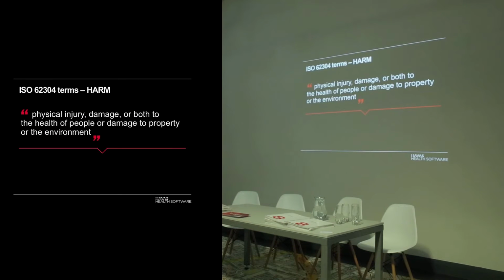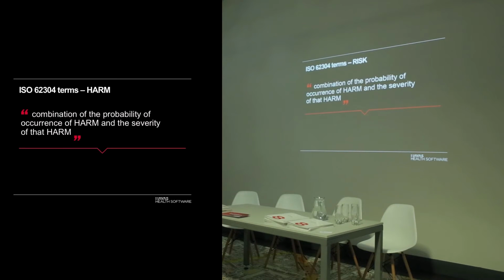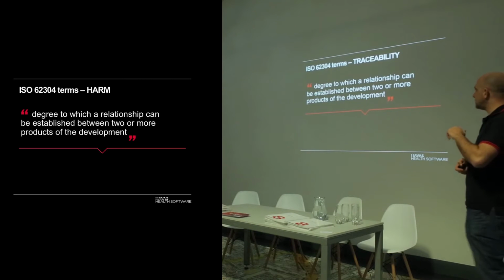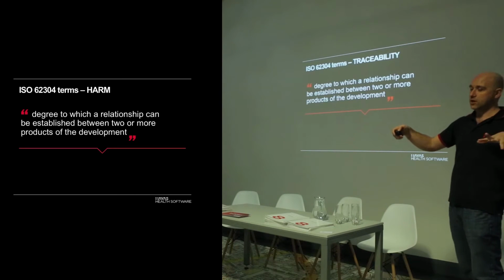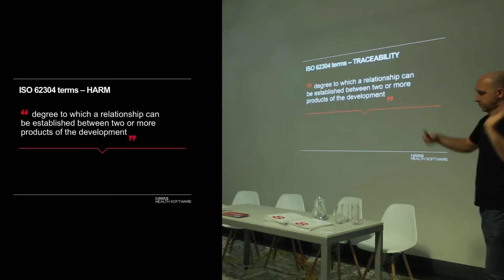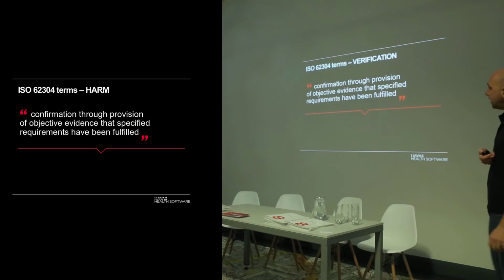Okay, so I'm just going to talk a little bit about terms as well. These are all very relevant to what I'm going to talk about. 62304 has its own definitions for some of these terms. In terms of harm, it means physical injury or damage. By risk, it means probability, so it looks at whether there's harm, what the severity of that harm will be and what the probability is. Traceability is the degree of a relationship, so how can I trace this point to this point, and what those points are. And verification is how I can confirm those things as well. So these points are really, really important.